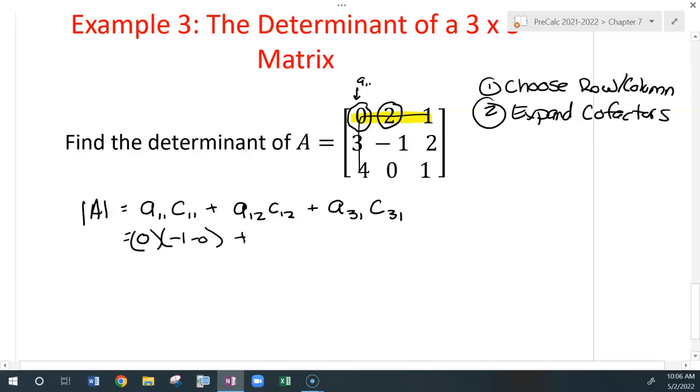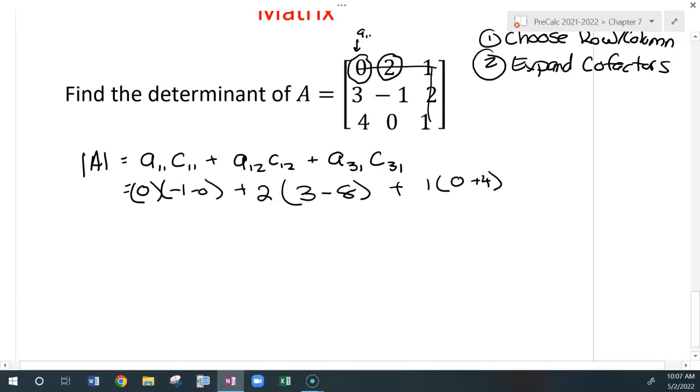plus A12. So I'm going to take this element, A12, which is 2, and I'm going to get the cofactor for that spot. So I get 3 minus 8 plus A13, which is 1. So now I'm onto here. So I have a 1 times 3 times 0 is 0 minus a negative 4. It's a plus 4. So here's why the 0 was so helpful.